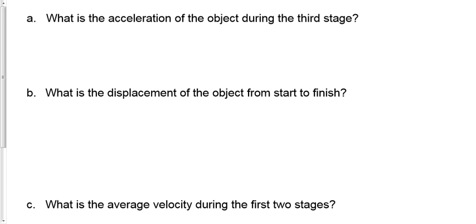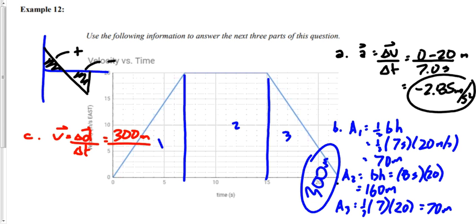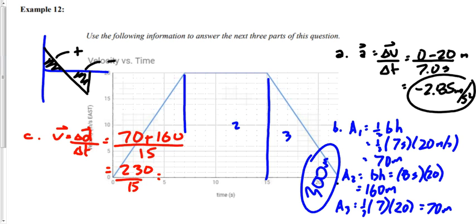The average velocity over the first two stages. Oh, that was dirty right there. The displacement is not 300 meters over the first two stages. What's the displacement over the first two stages? Yeah, 230, right? 70 plus 160. Divided by the time interval, which is 15 seconds. So we're going to say 230 divided by 15. What does that work out to be? I don't have my answer sheet in front of me. What is it? 15.3. Thank you.